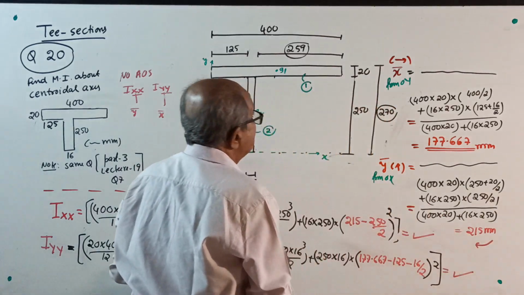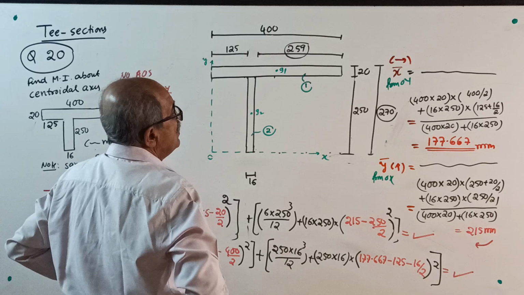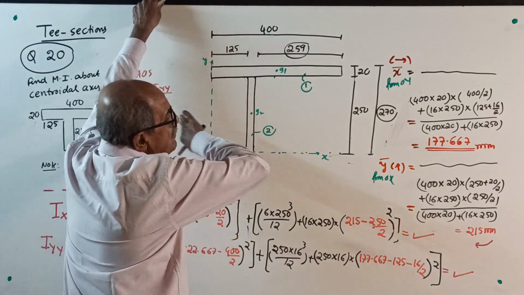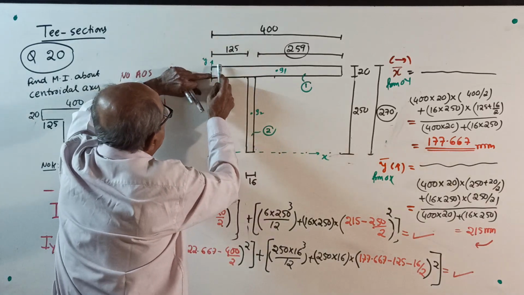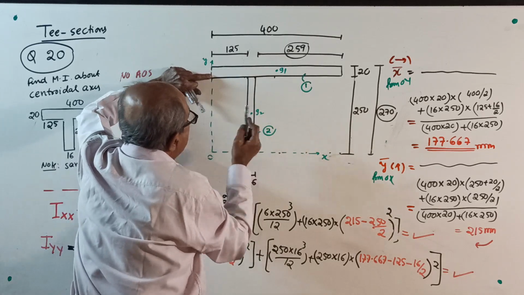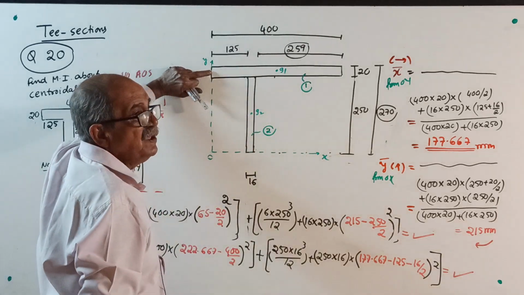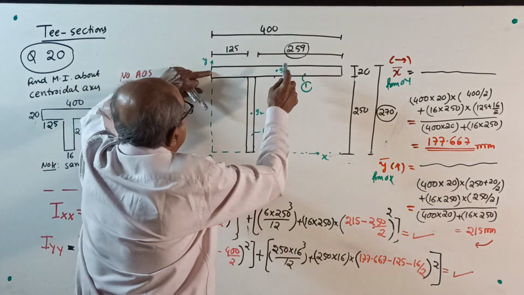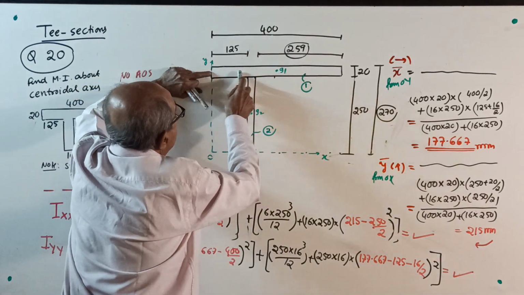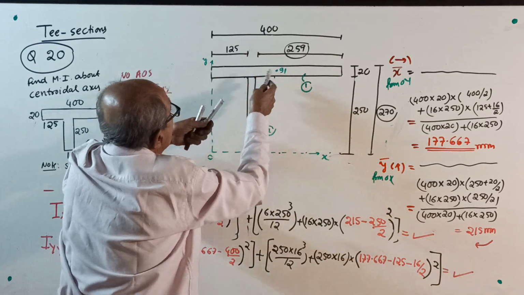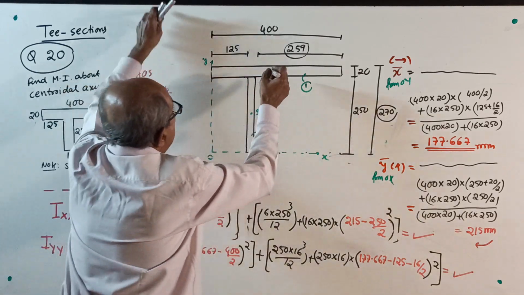and look at the axis. See how X bar we got: 177.667. See, 125 plus another 16 will give you 141, still more. But up to centroid is 200. So a little before the centroid of that rectangle, maybe somewhere here.